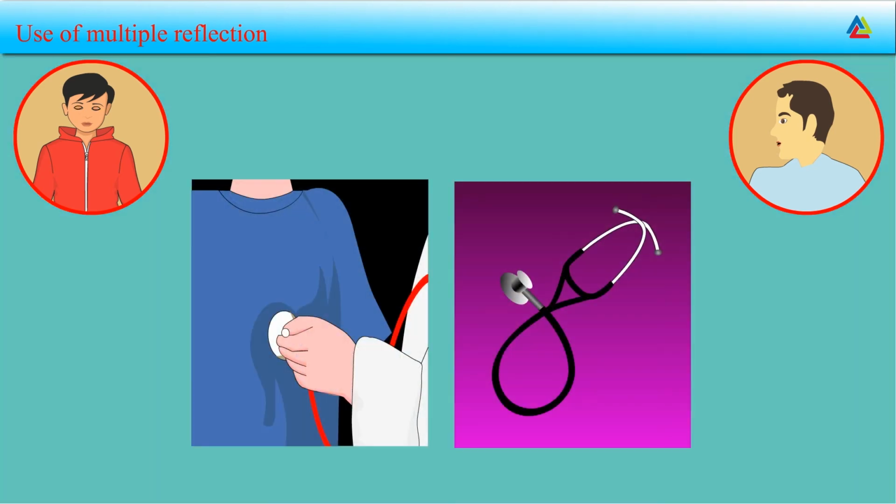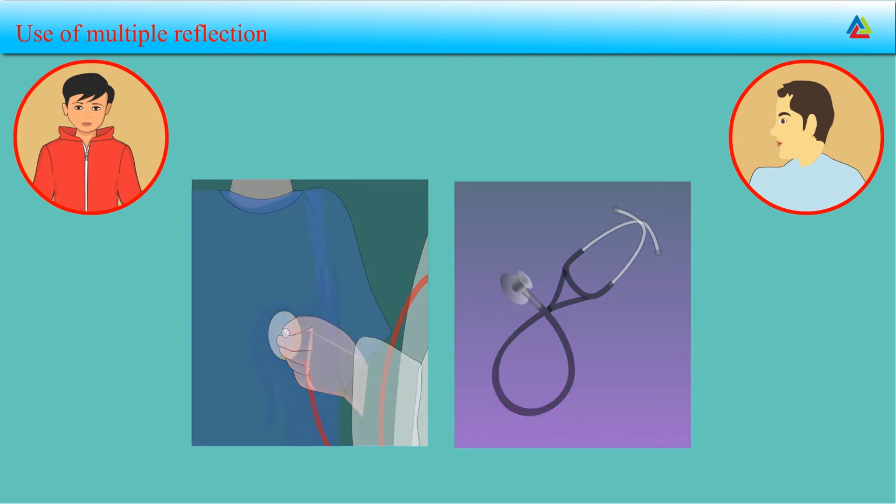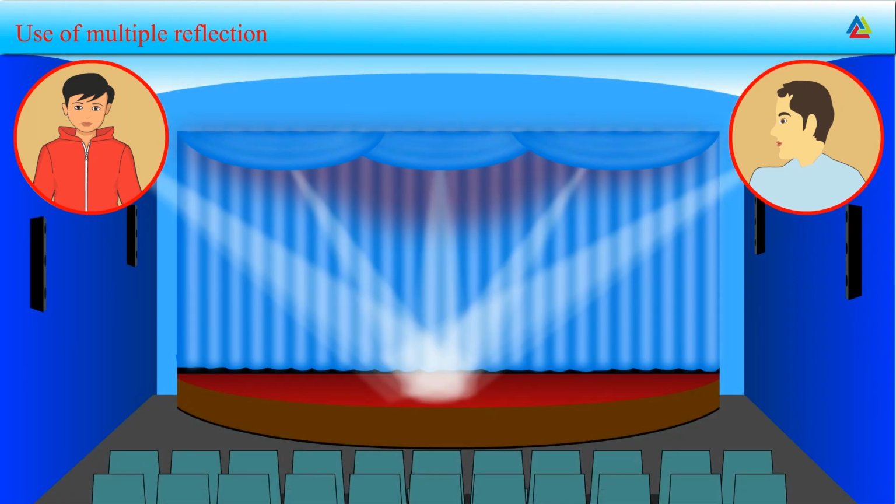In a stethoscope, the sound of the patient's heartbeat reaches the doctor's ears by multiple reflection of sound. In a concert and a cinema hall, the ceilings are curved, and also curved soundboards are placed behind the stage, so that sound after reflection spreads evenly across the width of the hall.